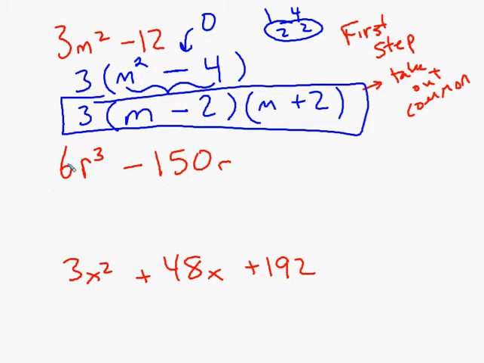All right, what's common in the second one? Well, I can't factor out a 1/5. What can I factor out of all of these? 6 and R. Yeah, it'll leave R squared, negative 25.